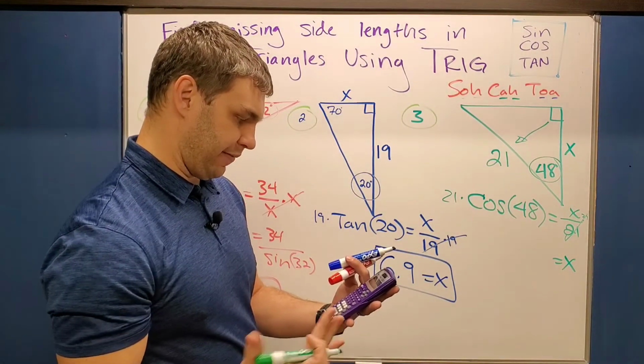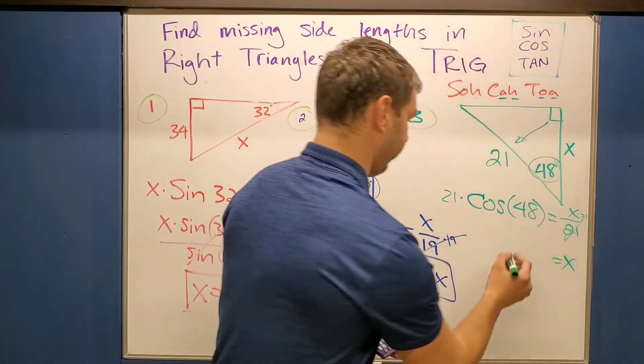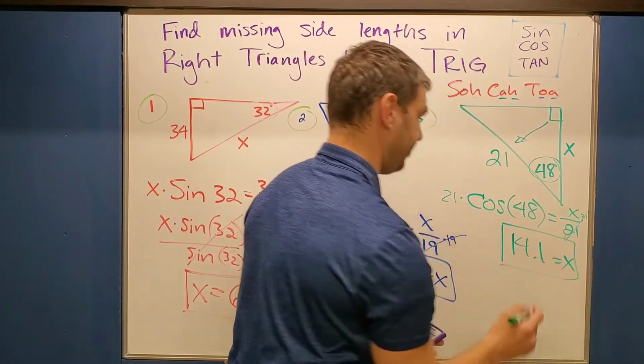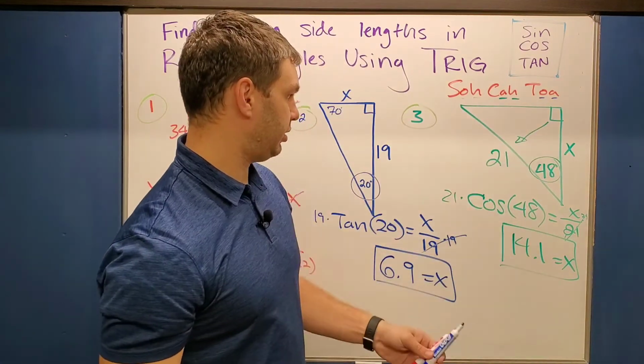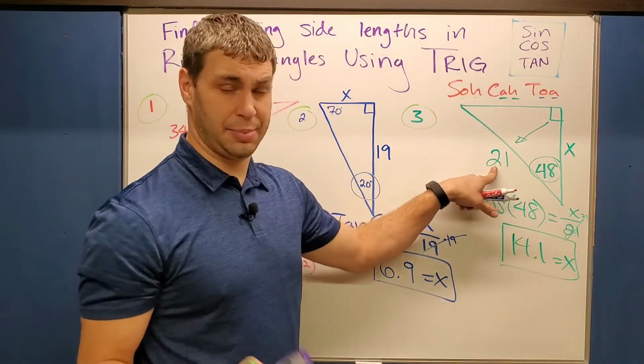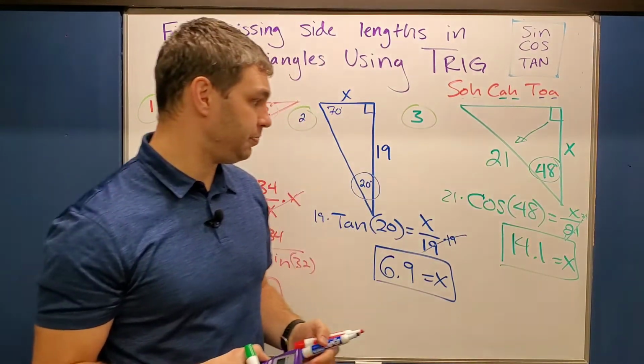Hit enter, and we get 14.05 or 14.1 if we round to the nearest tenth. Again, put it into your triangle, see if it makes sense. Yeah, 14 is smaller than our hypotenuse, so that's as good as I know on that one, and it makes sense.